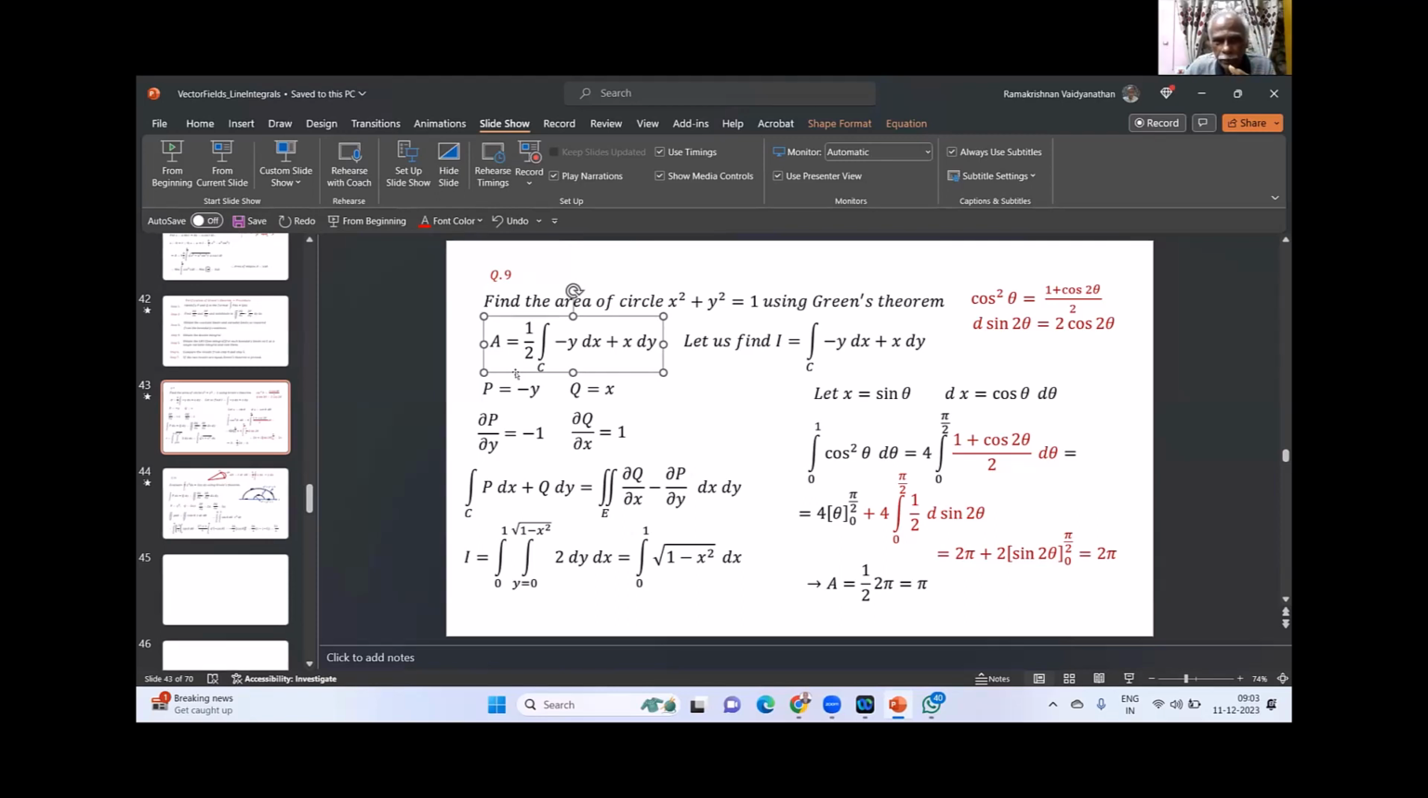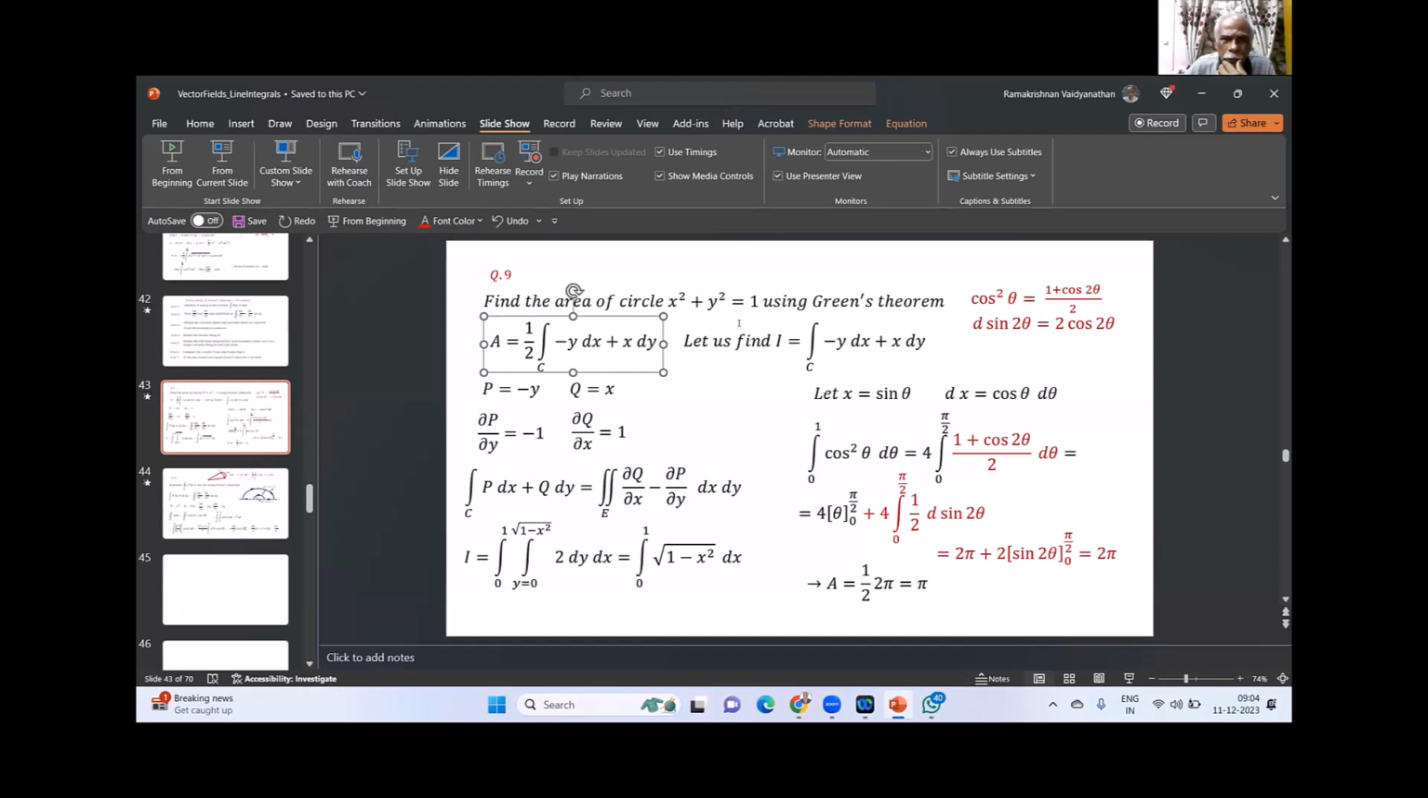x squared by a squared plus y squared by b squared is equal to 1. Replace x squared plus y squared with x squared by a squared plus y squared by b squared is equal to 1, using this formula. Right? Yeah. You take it, right? You do it. And if you do it, I assure you that you will score 100 marks. Right? I will do that also.